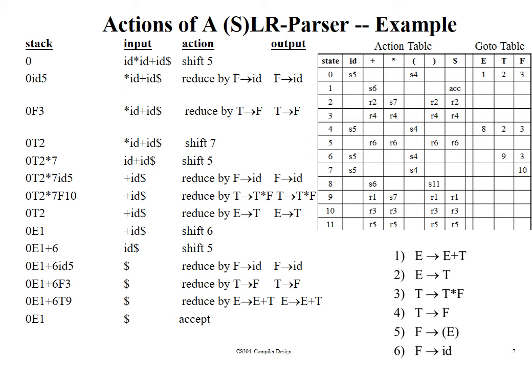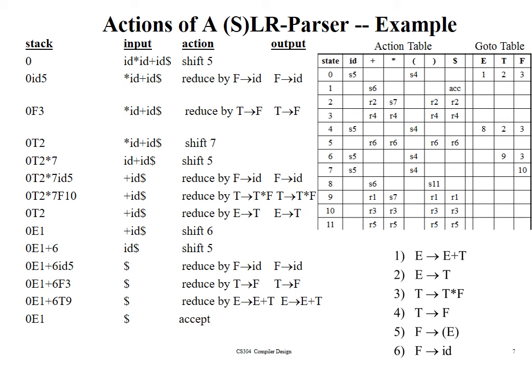Similarly, we have to continue till we get an accept action, that is 9 under $. While we proceed like this, we can see 9 under $, that is reduced by E gives E plus T, that is reduced using the production R1. Here the number of symbols on the right hand side is 3. 3 into 2, 6 symbols are to be popped from the stack. 1, 2, 3, 4, 5, 6. The 6 symbols are to be popped from the stack and we have to push the left hand side, that is E, onto the stack.